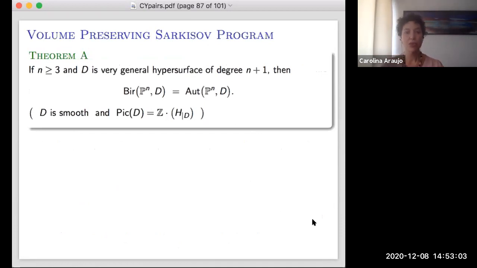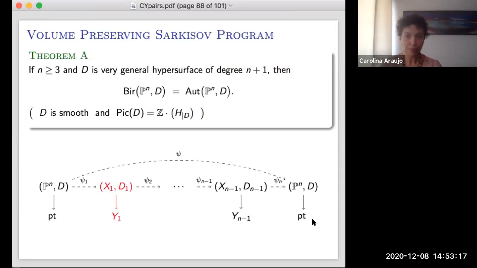But here, let's assume that we have a very general hypersurface D of degree n plus one in P^n, and we want to prove that the birational group of the pair is just trivial, it's just the automorphism group. So let's assume that we have a birational self-map of P^n of the pair. If it is not biregular, then it will admit a Sarkisov factorization like this. Let's see what happens in the first step.